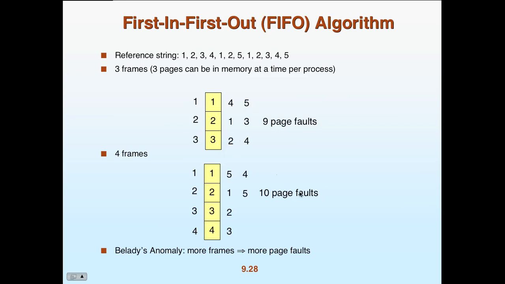On 4 frames, we could come out with, let's say, 10 page faults versus 9. We added another page. So Belady's anomaly: the more frames, the greater number of page faults, which is interesting. The more frames we have, the higher the page fault rate could possibly be, and this is using first in, first out.